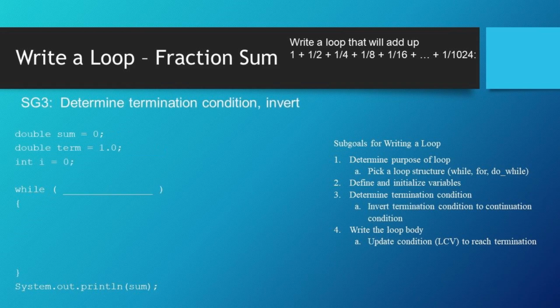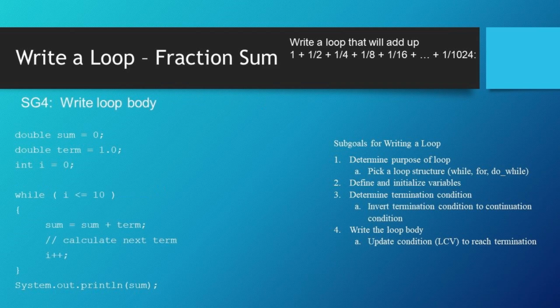Now we need to determine the termination condition and then invert it. We want the loop to stop when the term has processed 1 over 1024. In this problem, the denominator rises in powers of 2. 2 to the 10th is 1024. So we know that this loop is going to add 10 exact values. So, as long as I is less than or equal to 10, we will continue in the loop.